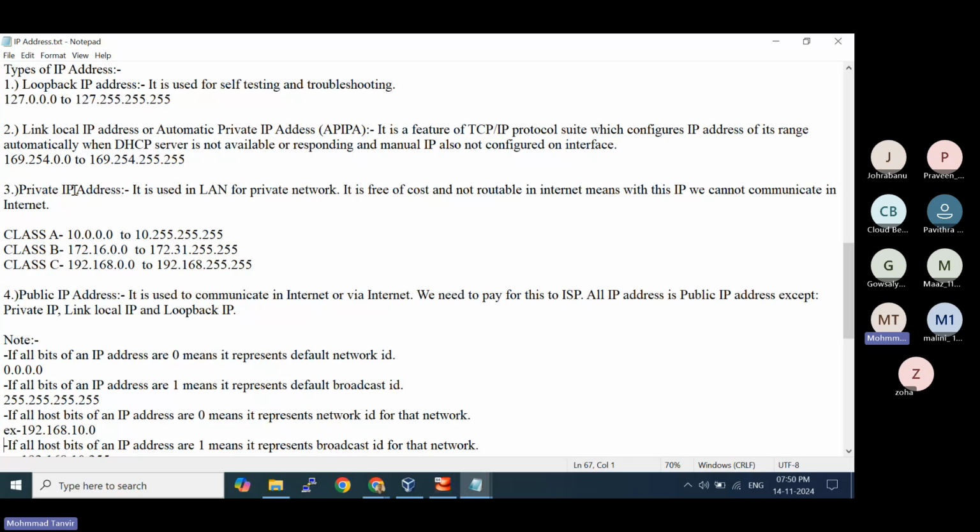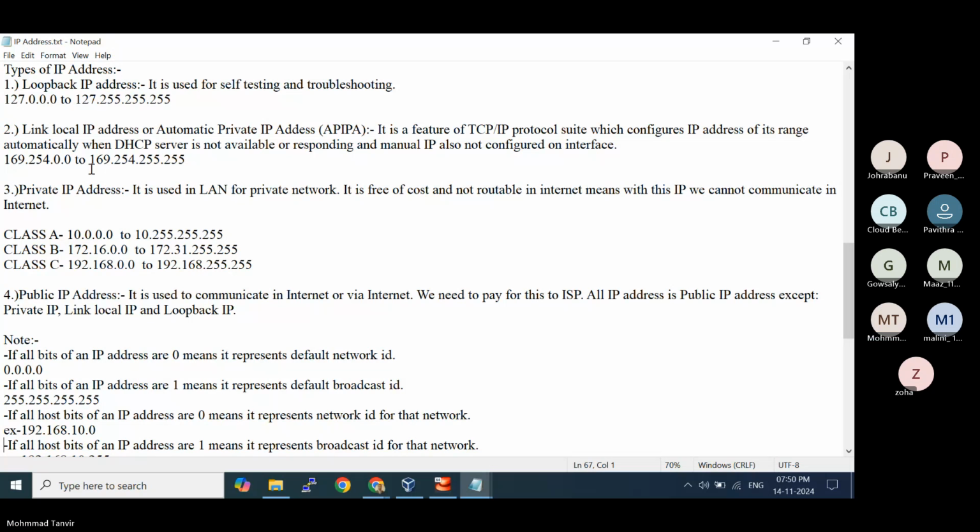The third one is private IP address. Private IP address is used in LAN. So always keep in mind, if any IP address starts with 127, you don't need to bother about whatever value comes after that. We'll say directly it is a loopback IP address. If any IP address starts with 169.254, not only 169, but 169.254, then we will say it is a link local or APIPA IP address.